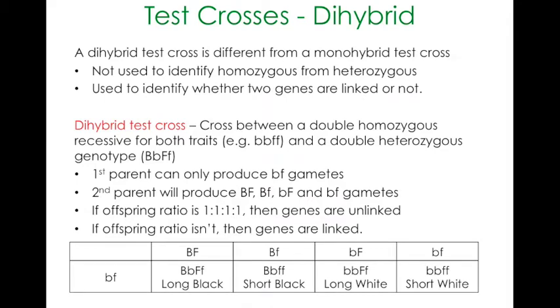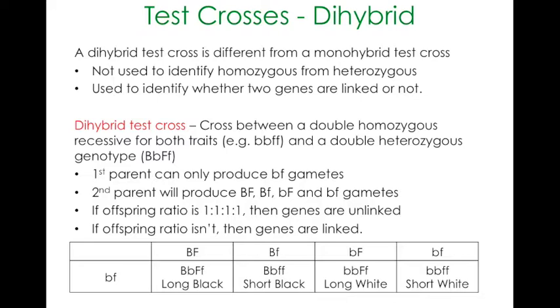So coming back to our guinea pig example, if you cross a guinea pig with lowercase bf with a heterozygous individual for both gametes, and you end up with a ratio of long black, long white, short white at a 1 to 1 to 1 ratio, then we know that it is therefore unlinked.